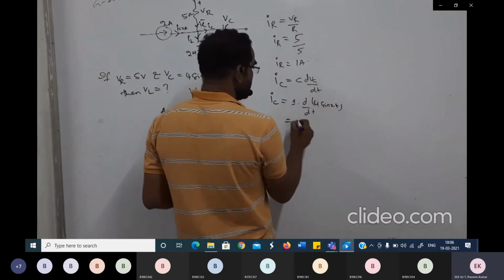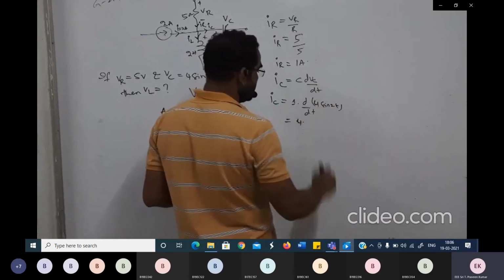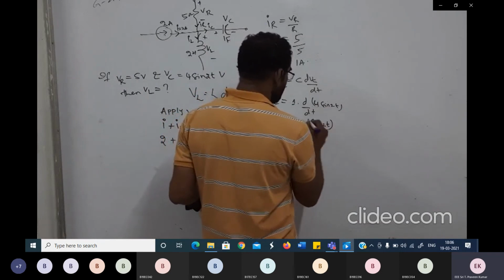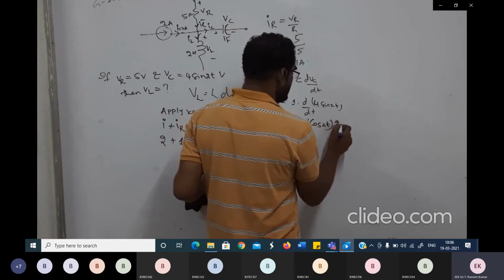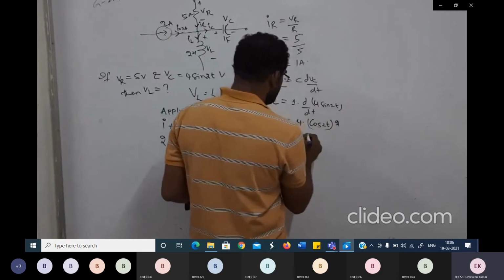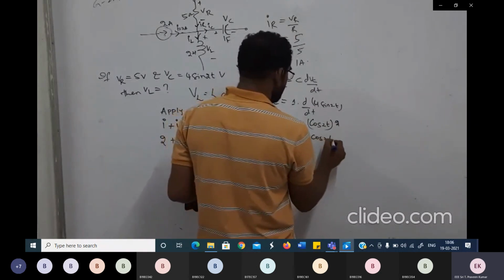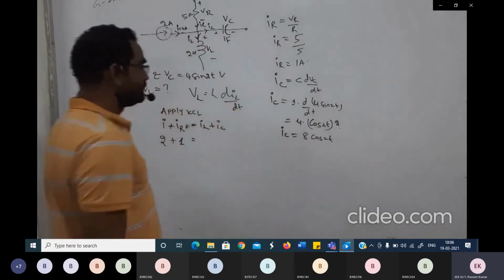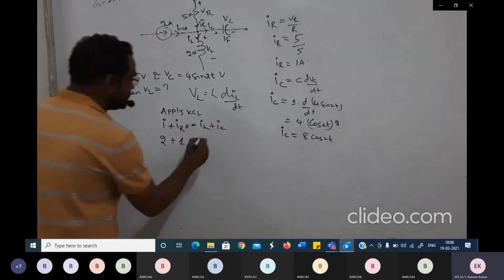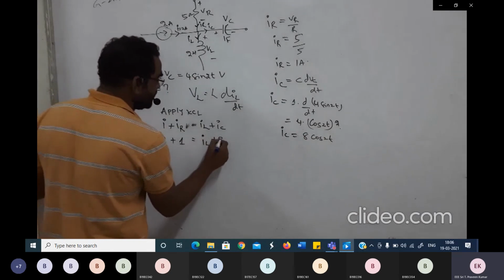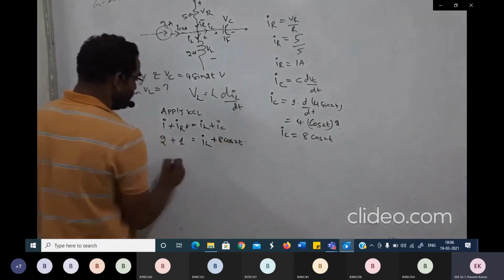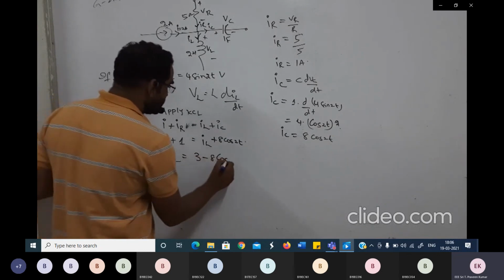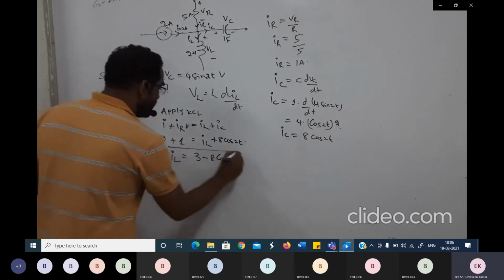Now what do you get? Take the 4 as a constant. For sine it will be cosine, cos 2t, and the derivative of 2t gives a factor of 2. So 2 into 4 is 8, and 8 cos 2t is your IC. So this equals IL plus 8 cos 2t, nothing but IL equals 3 minus 8 cos 2t. This is the value of IL.